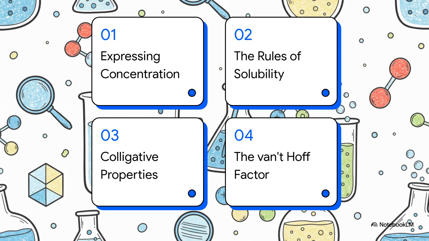So, here's our game plan. First, we're going to learn the language of solutions, how to talk about concentration. Then, we'll dive into the rules of solubility, which is all about why things mix. After that, we're hitting the big one, colligative properties. And we'll wrap it all up with a real pro-level concept, the Van 't Hoff factor. So, let's jump right in.